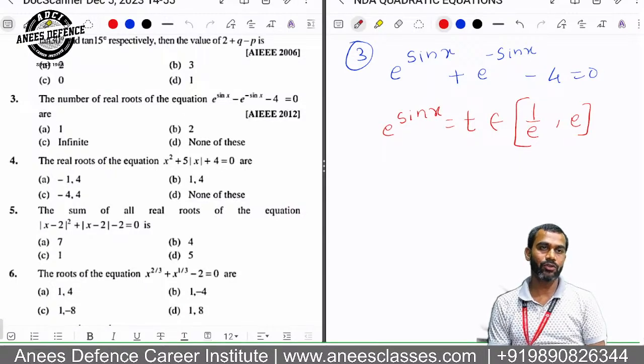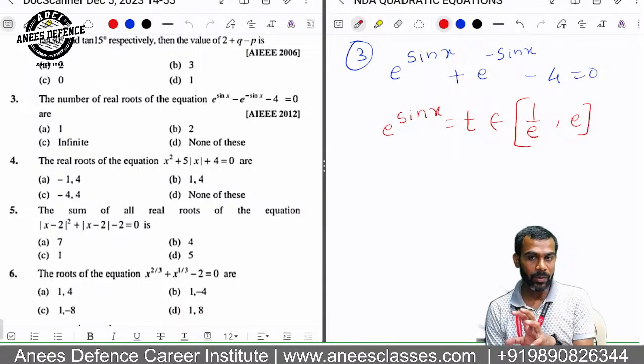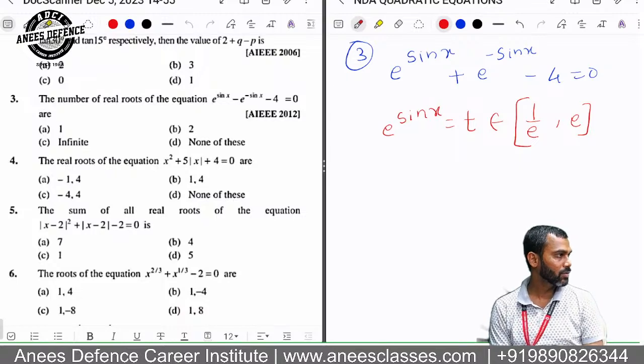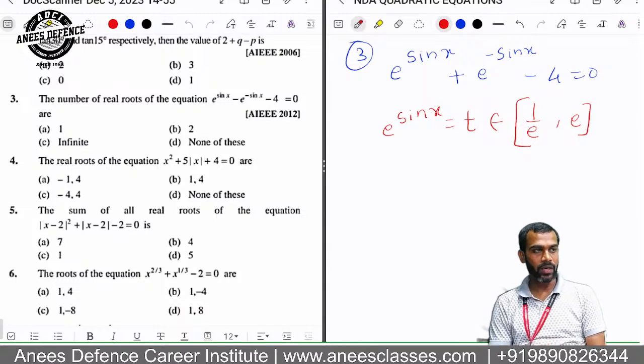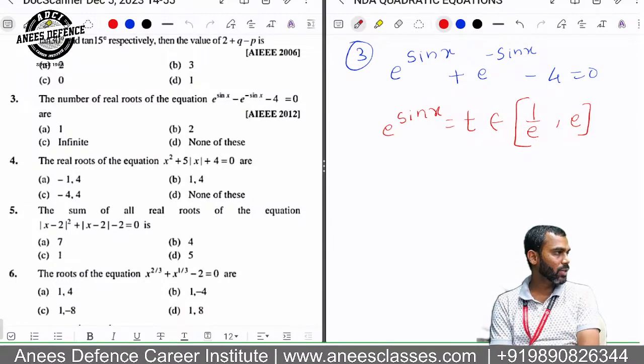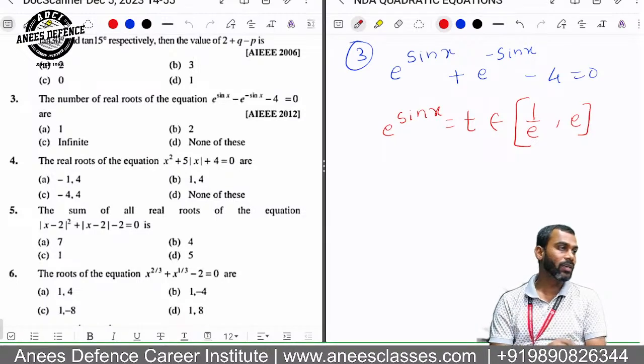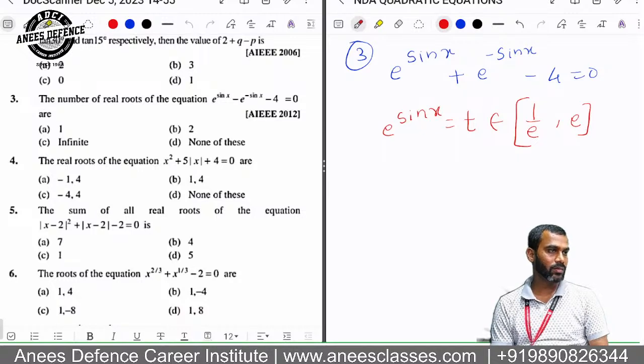E raised to x or e raised to sin x. Yes or no? Sin x is also an increasing function. Yes or no? So it is nothing but a composition of two increasing functions. So overall it is an increasing function. Now, what is the range of sin x? X could be anything, but what is the range of sin x? Because the overall value of e raised to sin x depends upon the range of sin x. So whatever sin x returns becomes input for e raised to x. Yes or no? So what is the range of sin x?